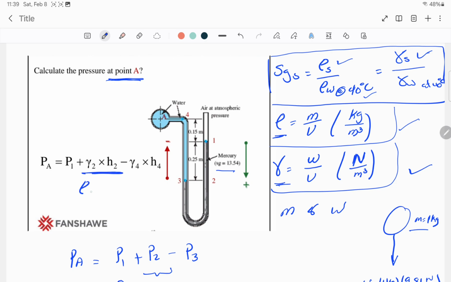Sometimes you need to use this formula, and if you don't know it, you'll be stuck.